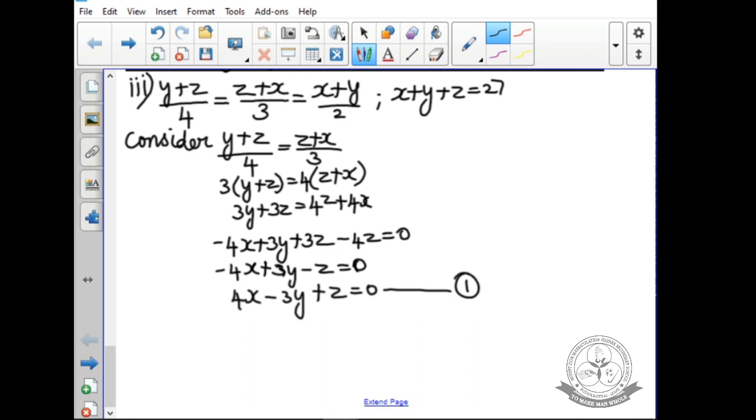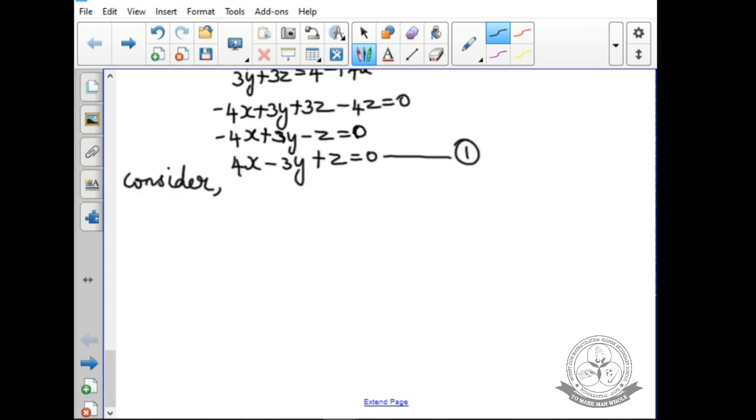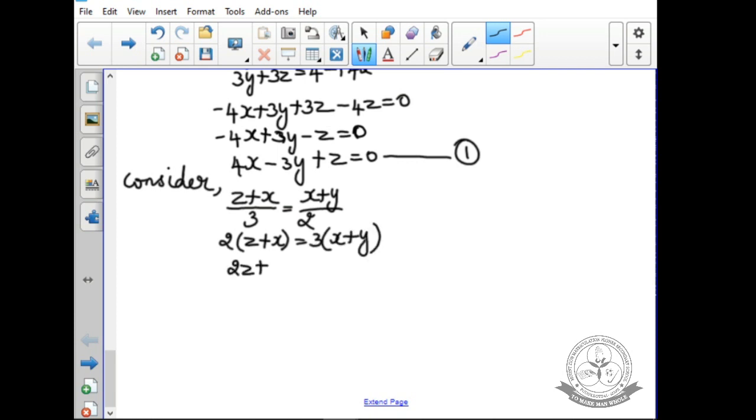Now take the next one. So consider, just include the word consider, that means it is easy to understand. Second and third, that is (z plus x) by 3 is equal to (x plus y) by 2. So cross multiply: 2 into (z plus x) is equal to 3 into (x plus y). That is 2z plus 2x is equal to 3x plus 3y.